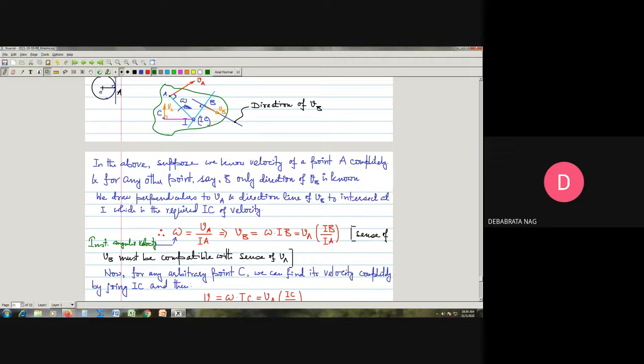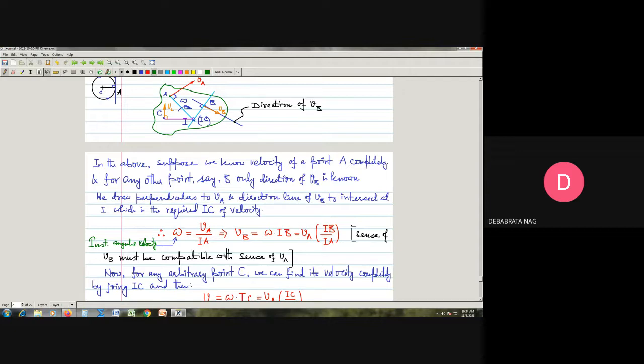How can we find it out? Just apply the theory of rotational motion that we have learned in our school days physics, that omega will be equal to the magnitude of this velocity divided by this distance. That means it is VA divided by IA. That will be our omega, the instantaneous angular velocity of this body.